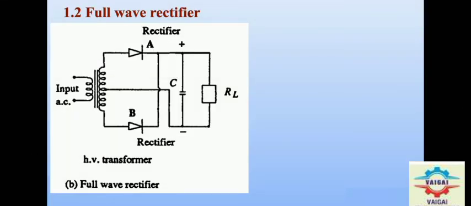Let us see the full wave rectifier. The diagram shows the full wave rectifier. It consists of the high voltage transformer, then two diodes, A and B, a capacitor for reducing the ripple voltage, and the load resistance RL. Let us see the operation of the full wave rectifier for the positive half cycle and negative half cycle.